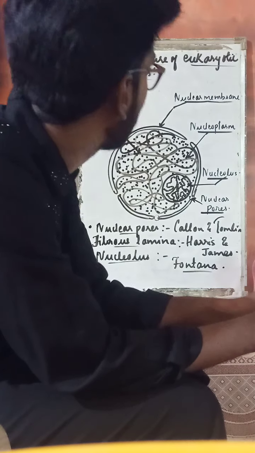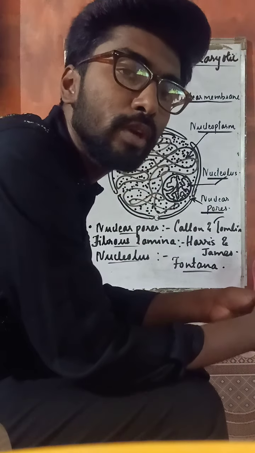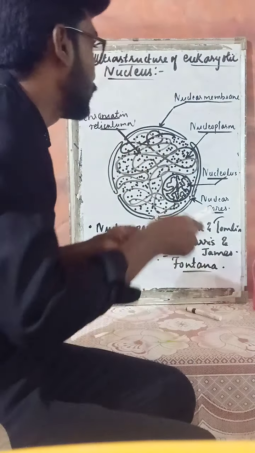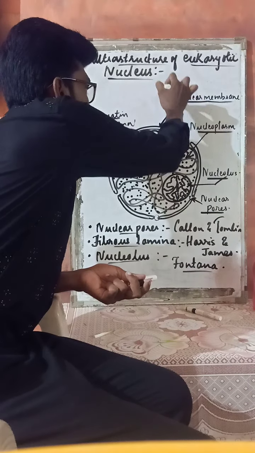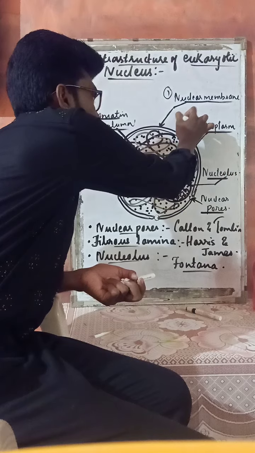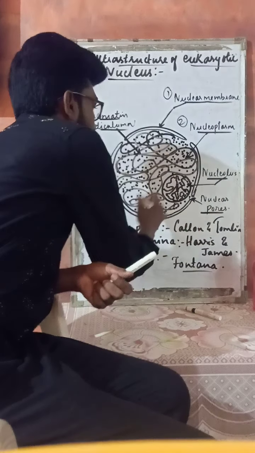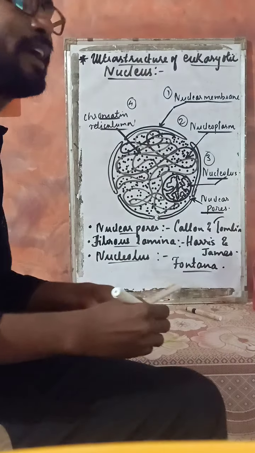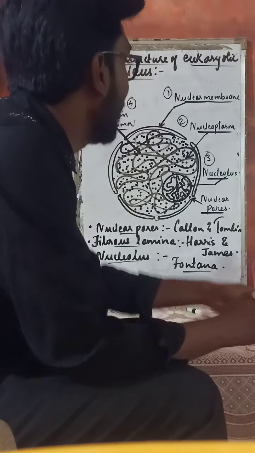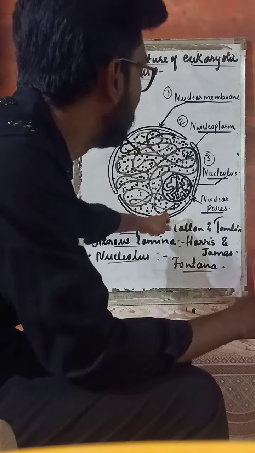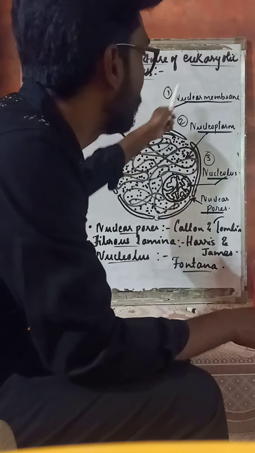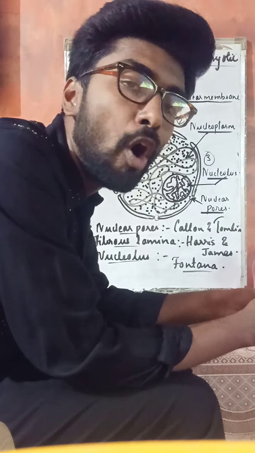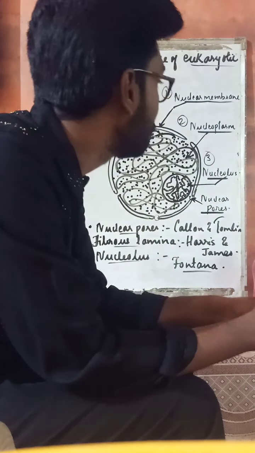So here we come across the ultrastructure of a eukaryotic nucleus. It is made up of four major components. The first is called the nuclear membrane, second is nucleoplasm, third is nucleolus, and the fourth is chromatin reticulum. The entire nucleus is generally bounded by a double layer membrane. That double layer membrane is called the nuclear membrane or nuclear envelope.